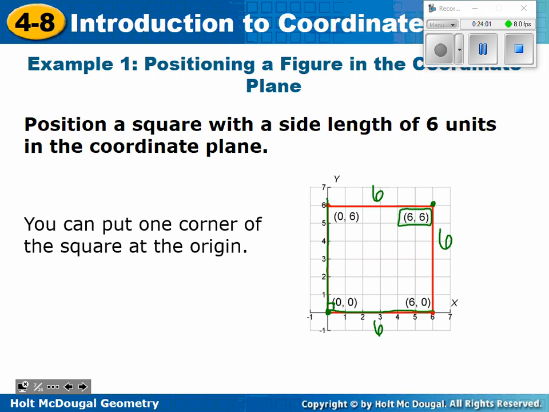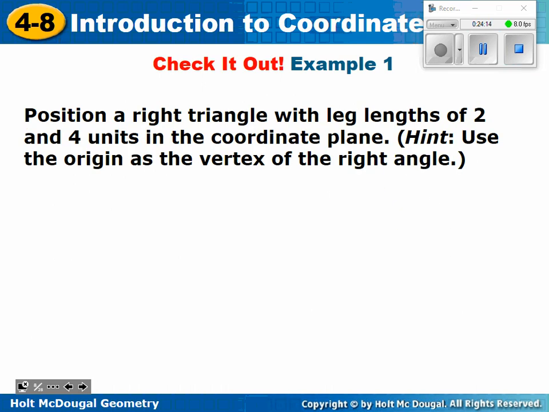And again, the main reason we're doing this is the first step to a coordinate proof is to graph your figure on the coordinate plane. And to make your proof easier, you want to try to use these strategies. Okay, let's look at the next one. Position a right triangle with leg lengths of 2 and 4 units in the coordinate plane. So we've got a right triangle, and we want the legs to be 2 and 4. So let's graph that real quick.